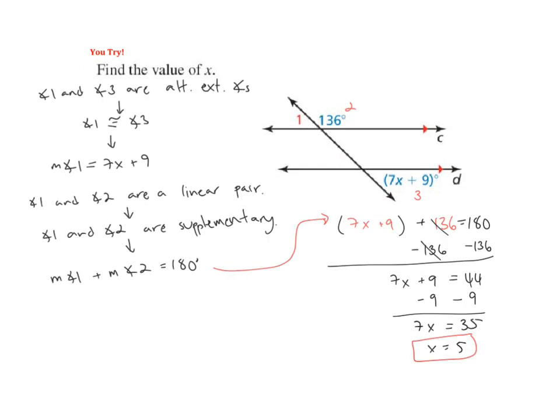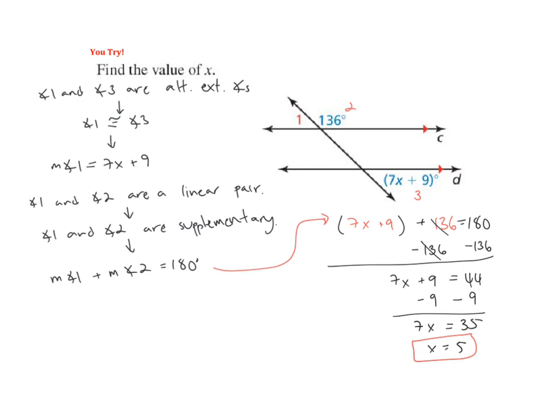All right, go ahead and check over your answers. What I did again was I gave myself some names for these angles to make it easier to refer to. Angle 1 and 3 are alternate exterior angles, and that's what makes them congruent. And I also know that angle 1 and 2 are a linear pair, which means that they are supplementary. That's what allowed me to write this equation: measure angle 1 plus measure angle 2 is equal to 180 degrees.